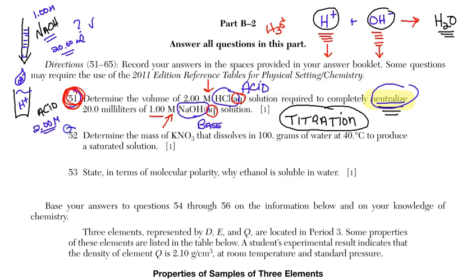Number 52. Determine the mass of potassium nitrate, KNO3, that dissolves in 100 grams of water at 40 to produce a saturated solution. Okay, another important identification type problem here. Now, how do I know where to look, where to go? Well, my first key is they said saturated solution. And when I hear the word saturated solution, bells go off. And the bells that I'm thinking about is a certain graph that we've dealt with, a solubility curve.